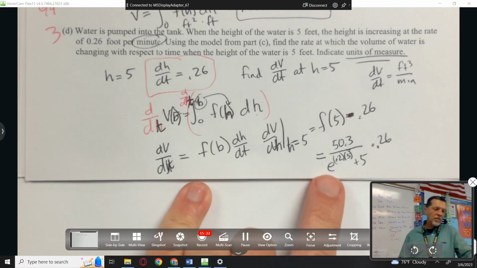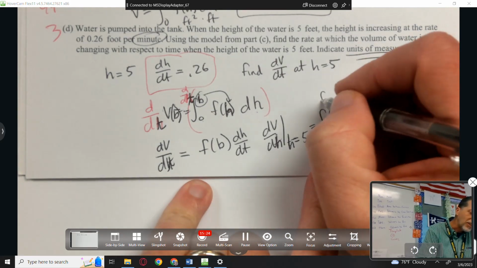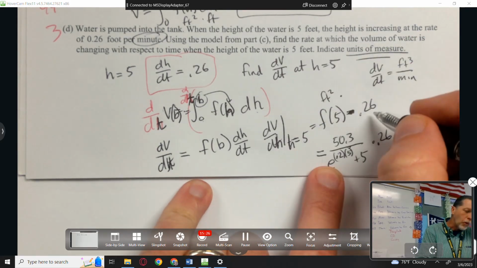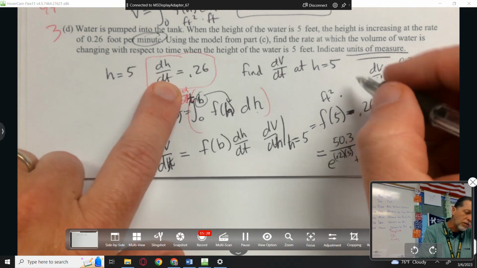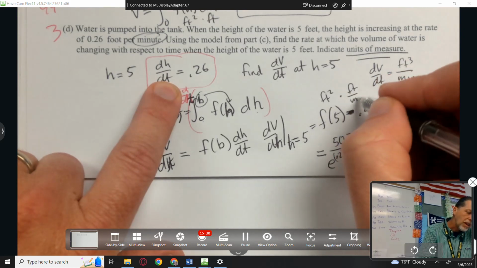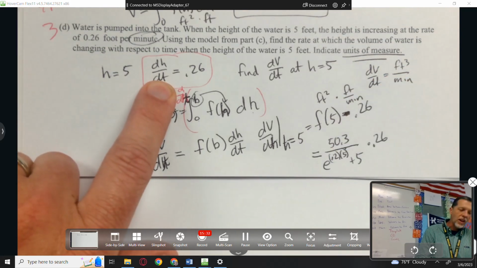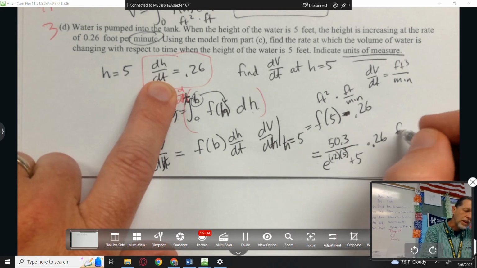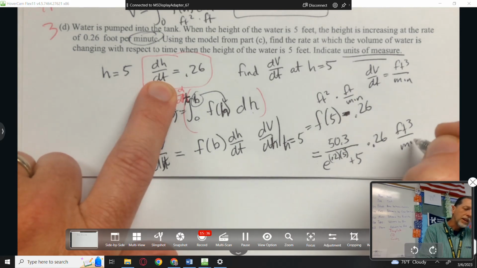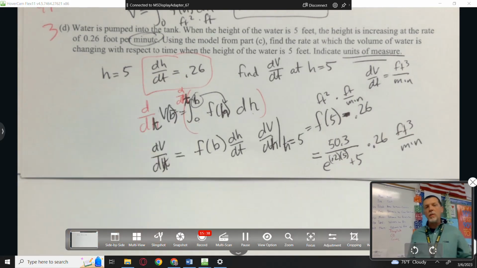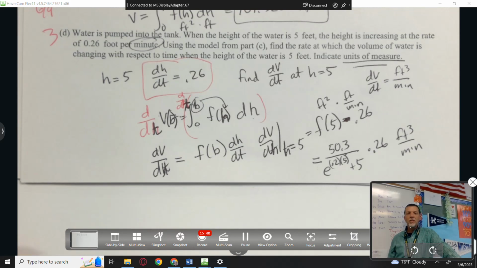So f of 5 is an area, that's feet squared. 0.26 was feet per minute. And so yeah, feet squared times feet per minute is feet cubed per minute. So now I feel much better about my answer than I did when I mixed up the h and the t there.